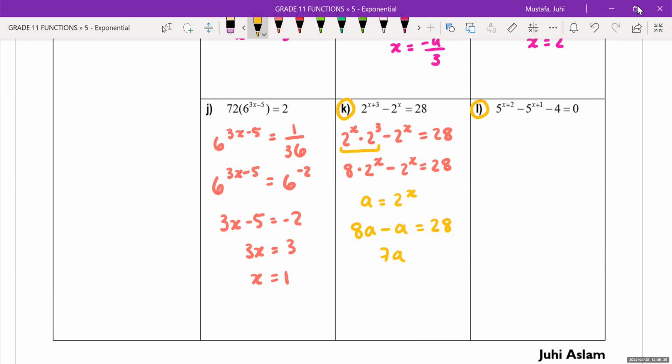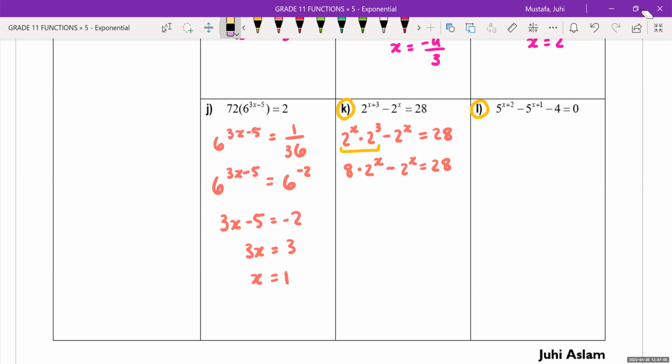So the purpose of me doing this is I want you to recognize that when you have 8 times 2 to the power of x minus 2 to the power of x, that's kind of like saying 8a minus 1a. Those are like terms, and we're allowed to add and subtract them together because they have the exact same base and the exact same exponent. You can only do it when it has exactly the same power. If it has different powers, you're not allowed to add them up.